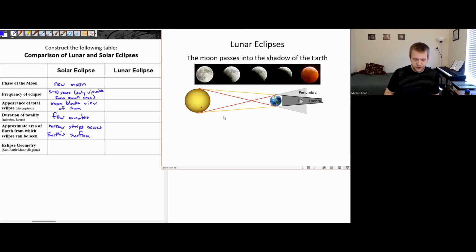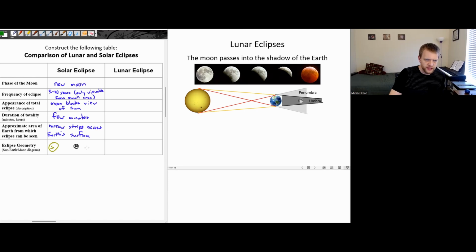And again, the eclipse geometry, since we didn't put that one in, let's finish that one up now. We've got the sun, we've got the moon, and we've got the Earth. And in that case, the moon is casting a shadow onto a little bit of the Earth. Okay.